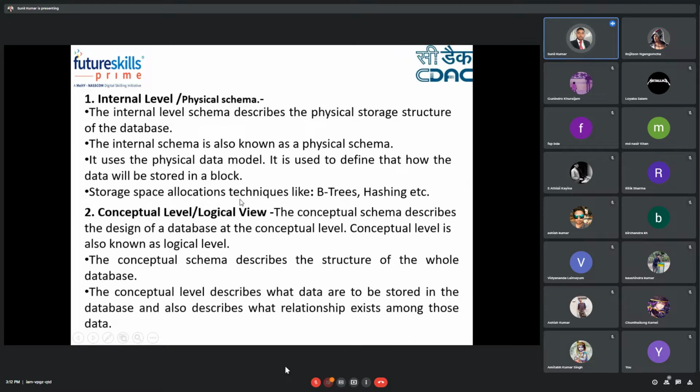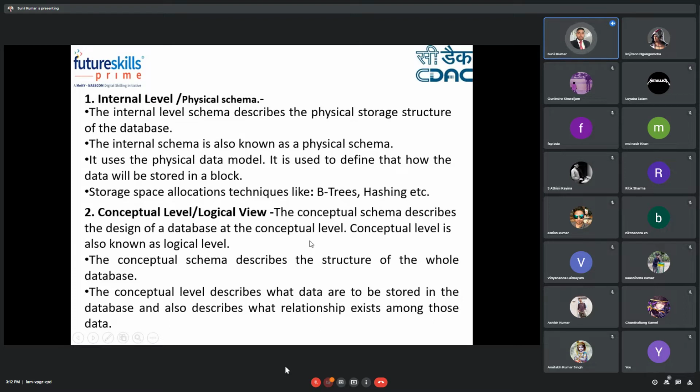Many techniques are used to store the data, and the internal level schema has different techniques like B-trees, hashing, and many more, like heap also. You will study in later parts what trees and hashing are. So these are a few techniques to identify how data will be stored in the physical storage. Okay. The second one is the conceptual view, or logical view.